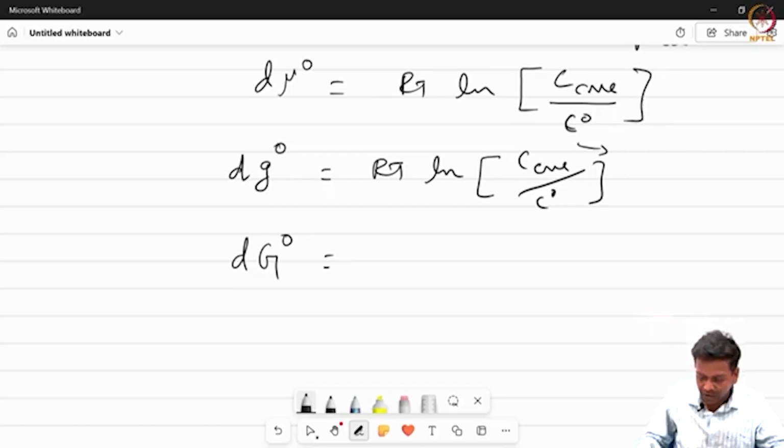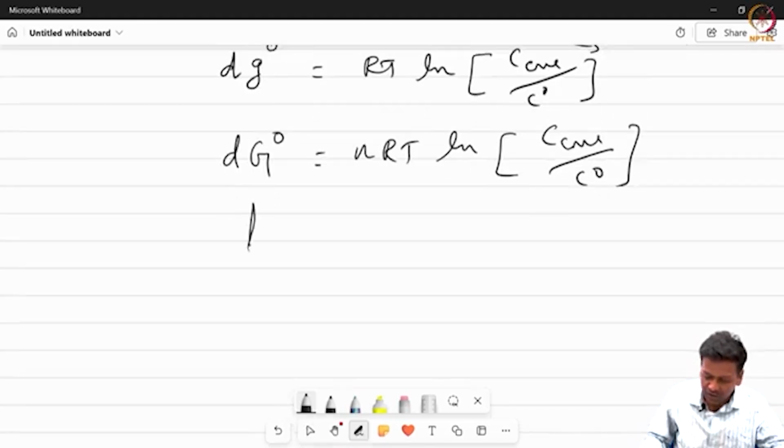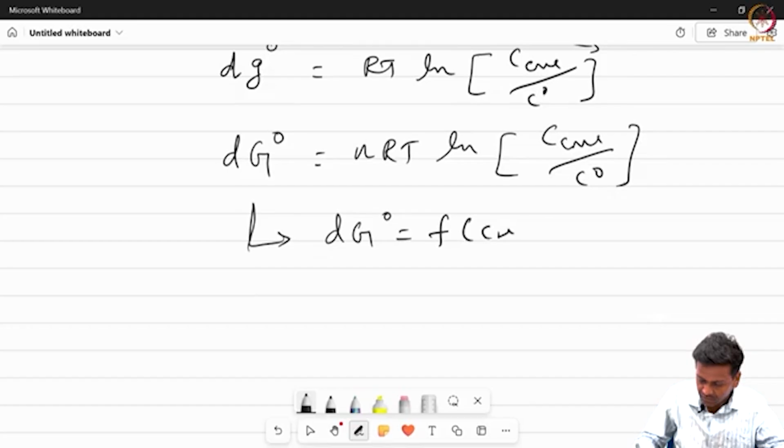So in that way, you will have to multiply with n, which means nRT ln CMC by C naught, right. So what is this one? This one is the change in Gibbs free energy calculated at the standard reference state, which is again a function of CMC, correct?